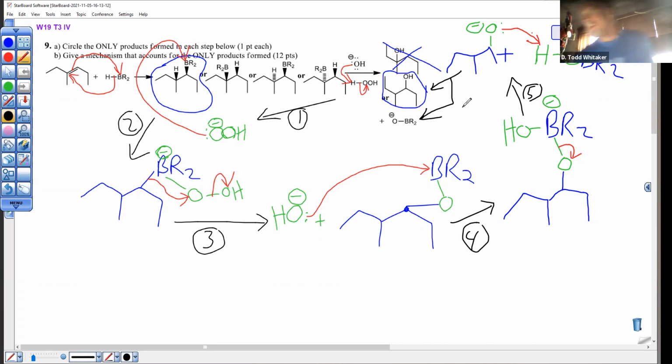And that's the end of that, but we haven't done any explaining. Give a mechanism that accounts for the only, oh, it doesn't ask for explaining. Yay, happy times. So we don't have to explain in this particular one. That's step 6 was acid base. Step 1 and 6, both acid base. Now, do we have any questions about this one?